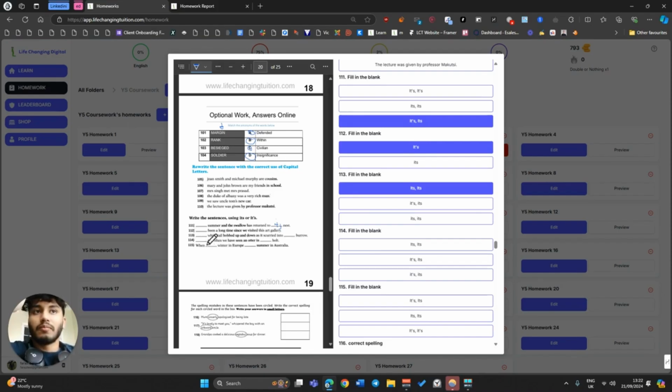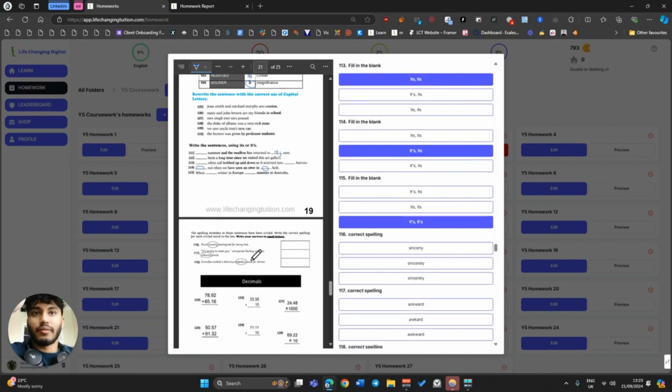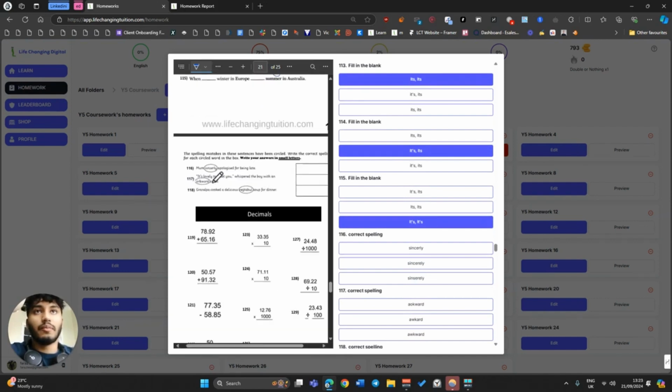And we've got it is not often we have seen an otter in its holt. So this is a possessive one, and this is an it is. So that should be apostrophe and then no apostrophe. When it is winter in Europe, it is summer in Australia. So it should be double apostrophe. There we go, we're on to 116 now.